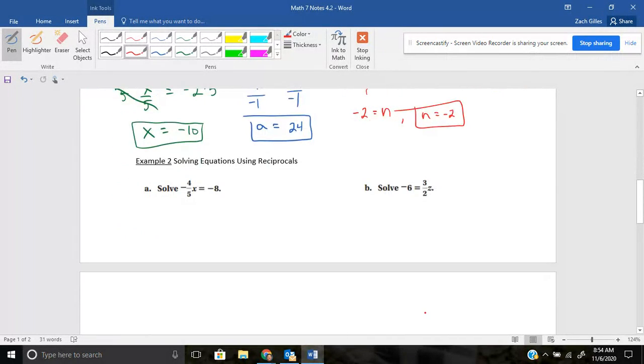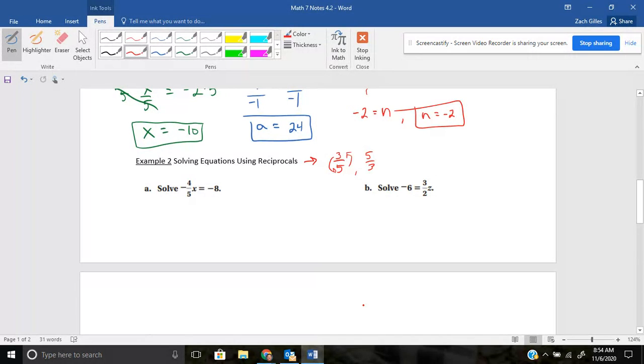Right, in example 2, we solve equations using reciprocals. Remember, reciprocal is when the denominator and the numerator are flipped. So an example of that would be like 3/5. The reciprocal of 3/5 would be 5/3. Remember when you move your denominator and numerator and they switch places.